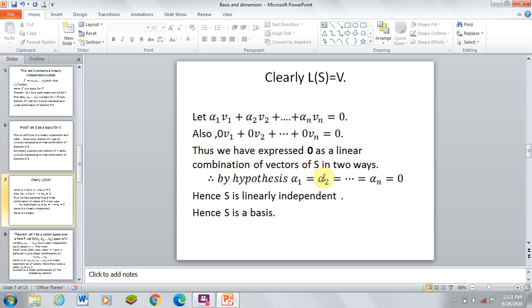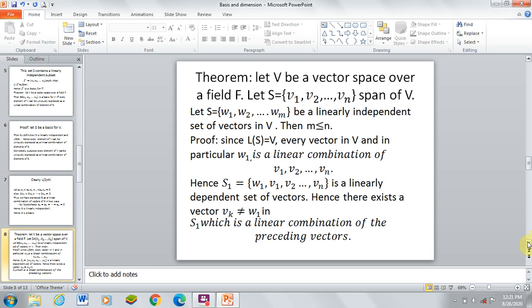By hypothesis, in this linear combination all the scalar values are 0. So S is linearly independent. L of S equals V and S is linearly independent. Hence, S is a basis. Hence, the result. Next, we see another theorem.